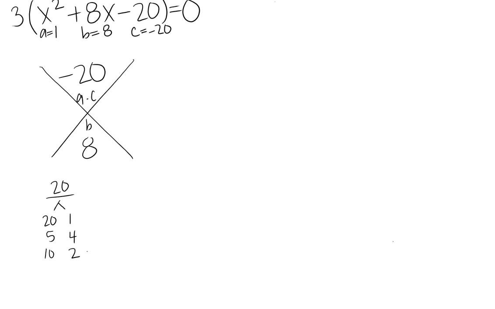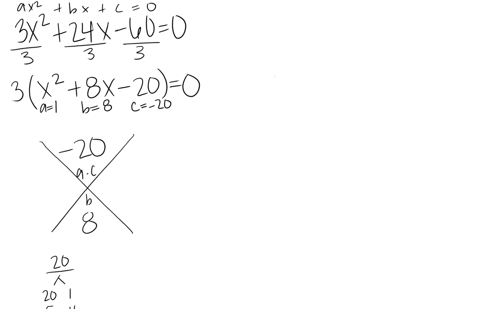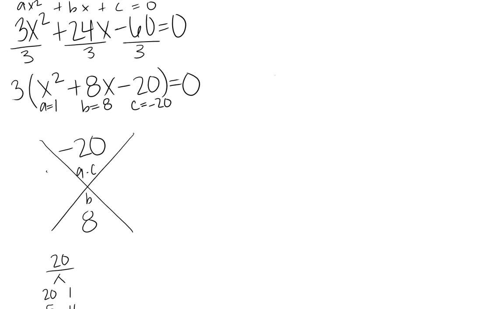Well, this would give me 8 as long as one of those is negative. So in order to add to be a positive 10, the 2 would need to be negative. So I would have a positive 10 and a negative 2, which would also multiply to be negative 20. Okay, so now the next step is to split up B into these 2 terms that I came up with.